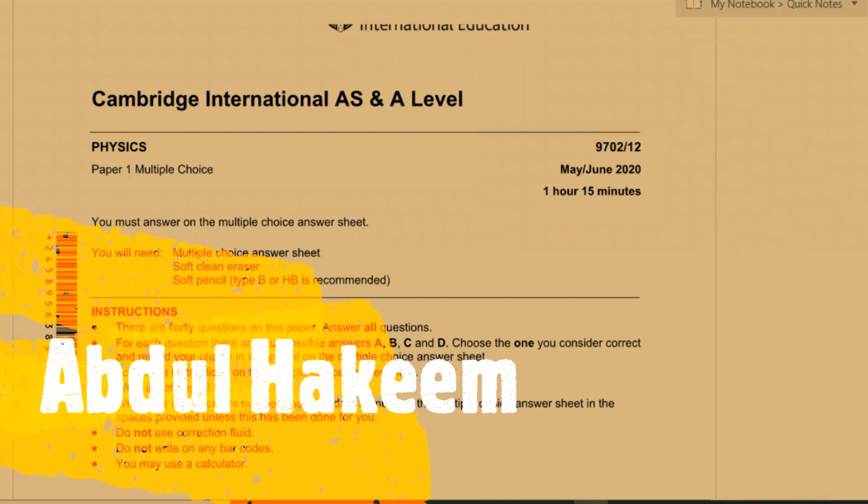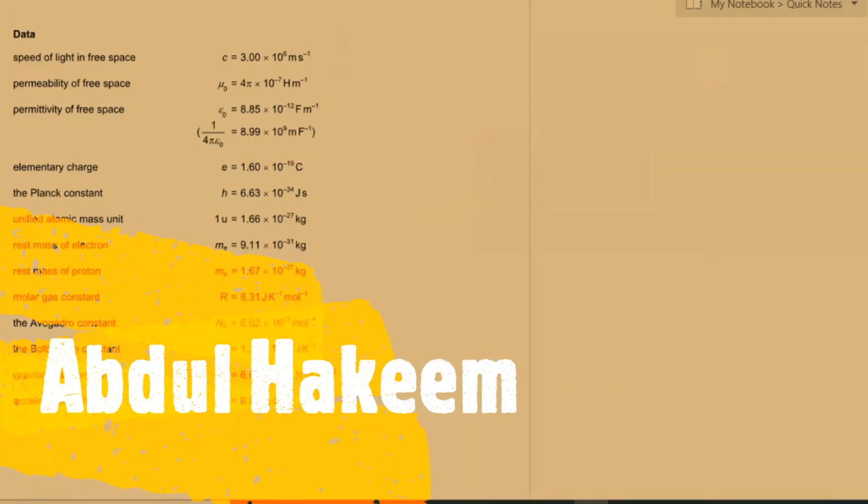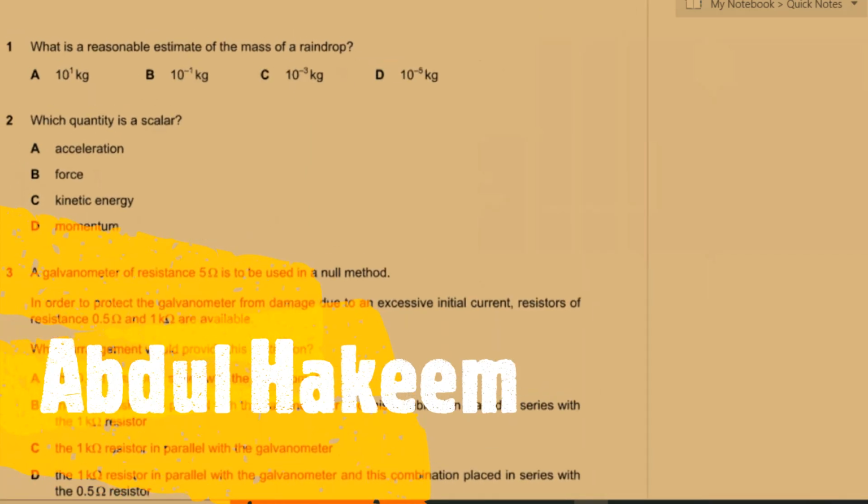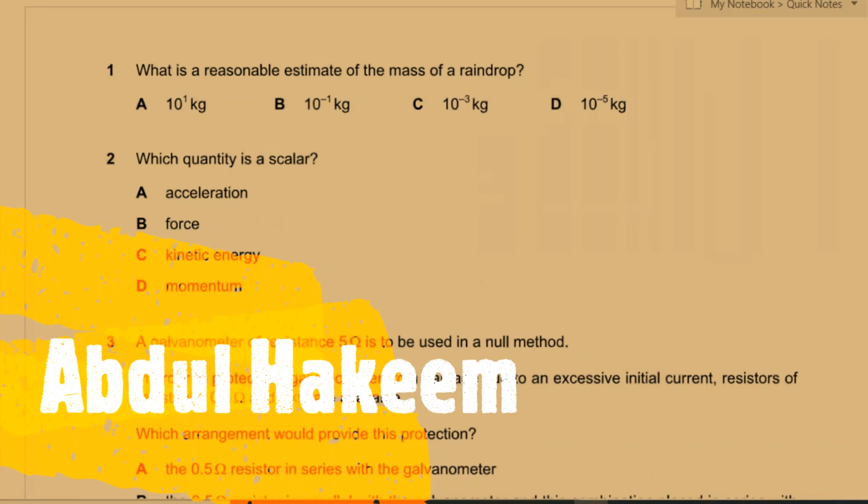So this is paper one, May, June 2020, and paper 1-2. Move to question number one. Look, question number one is, what is the reasonable estimate of the mass of the raindrop?